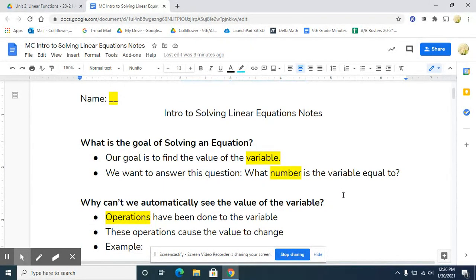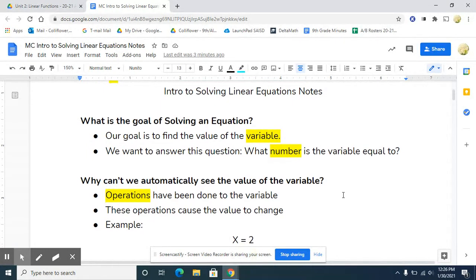Why can't we just automatically see the value of the variable? Well, there have been some operations done to the variable, and these operations cause the value of the variable to change. Let's take a look at an example.